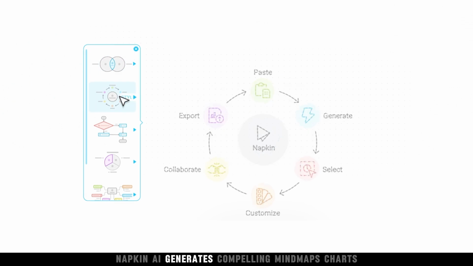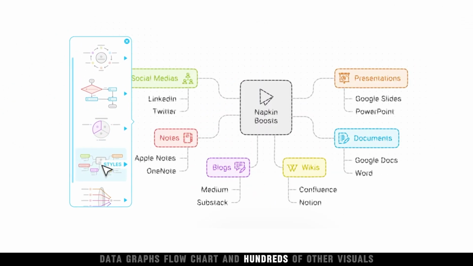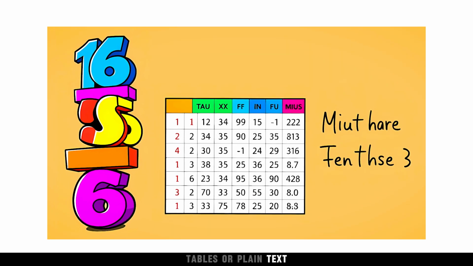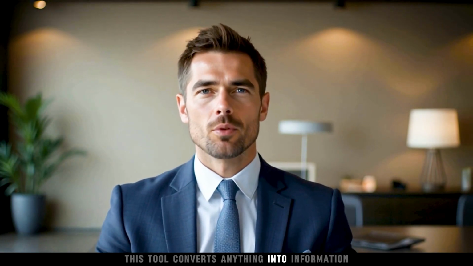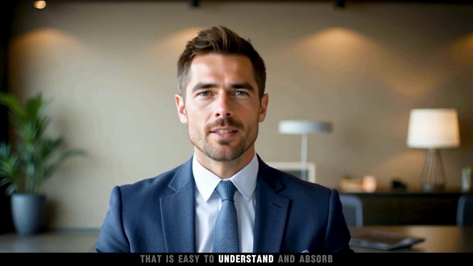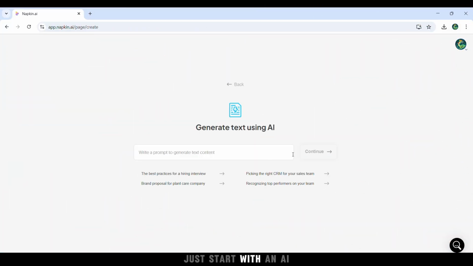Napkin AI generates compelling mind maps, charts, data graphs, flowcharts, and hundreds of other visuals. Doesn't matter if it's numbers, tables, or plain text, Napkin AI is smart enough to visualize it. This tool converts anything into information that is easy to understand and absorb. Napkin AI is incredibly simple. Just start with an AI-generated draft and tell it what you need.